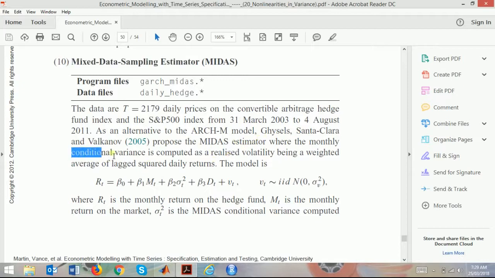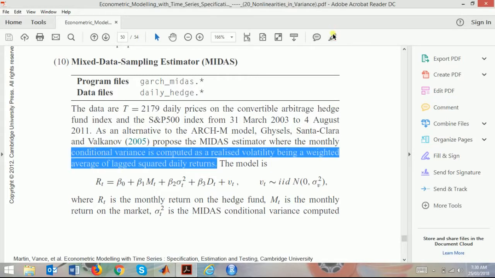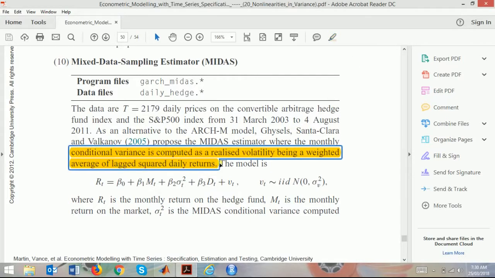Here the monthly conditional variance is computed as a realized volatility, which is being weighted average of lagged squared daily returns. So the monthly conditional variances represent realized volatility, but those realized volatility are weighted average of lagged squared daily returns. So daily returns are squared and they are lagged. So you have the model where R is the monthly return on the hedge fund that I'm trying to estimate.